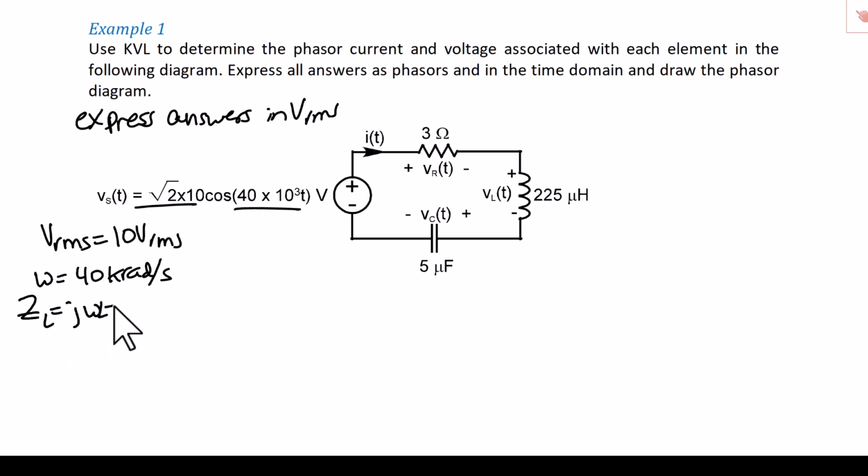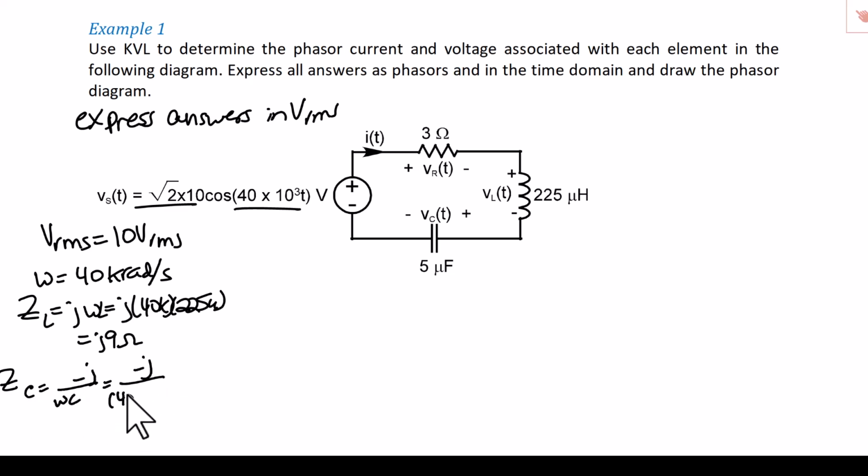The first thing we're going to do is to find the impedance of the inductor, which is j times 40K times 225 micro. So the impedance of the inductor is j9 ohms. Then we're going to find the impedance of the capacitor, which is -j over omega C, or -j over 40K times 5 micro. And we get that the impedance of the capacitor is -j5 ohms.